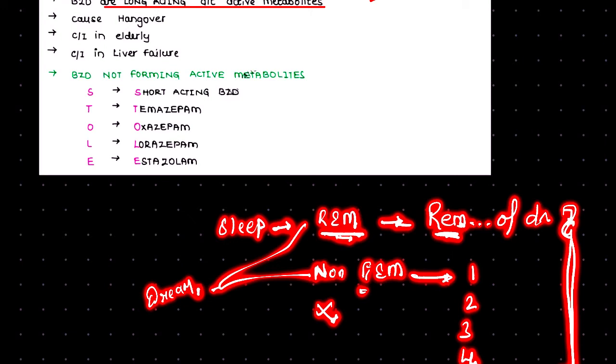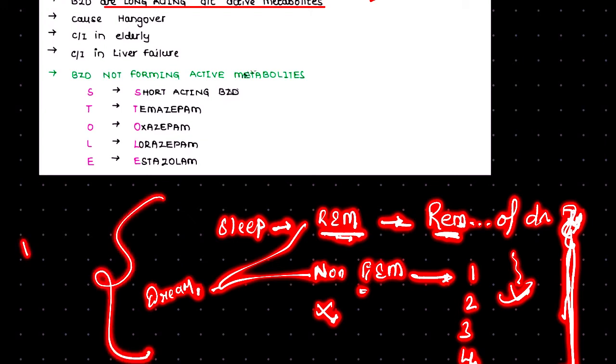Okay, now why are we talking about sleep? Because we need to know about good quality sleep, right? Good quality sleep is the sleep in which the sleep architecture, all these phases of REM and non-REM, are maintained. But what will happen if we give benzodiazepines and barbiturates?